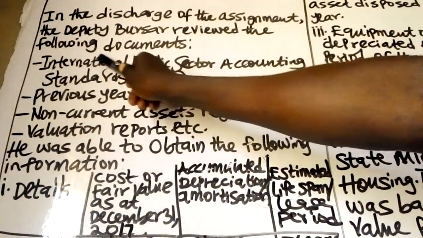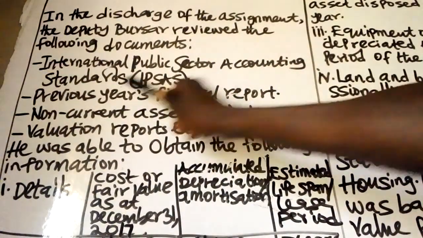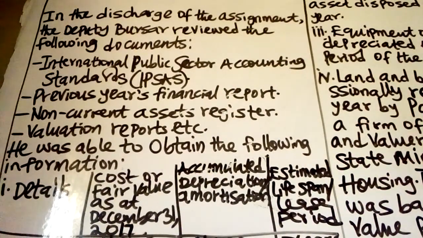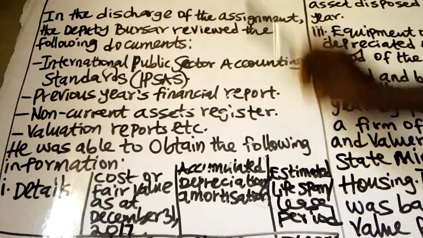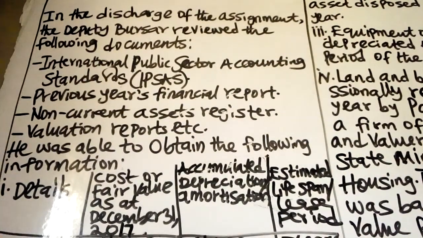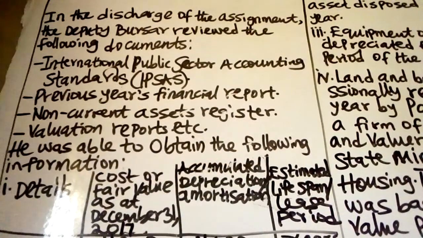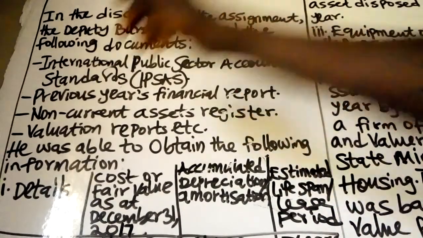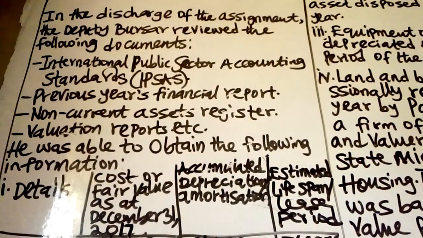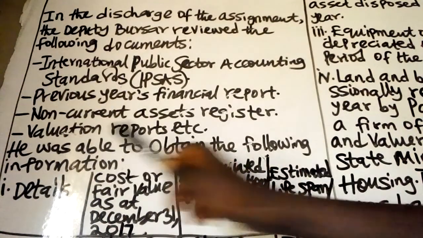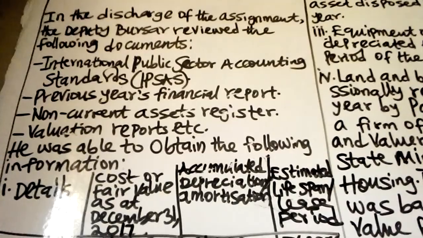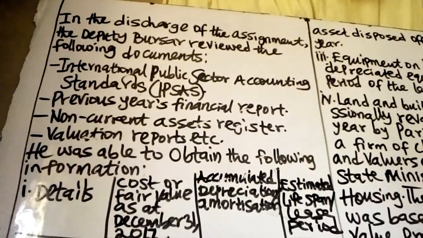The first one is International Public Sector Accounting Standards, IPSAS. Then the previous year's financial report. Then the non-current assets register. Then valuation reports, etc. He was able to obtain the following information.